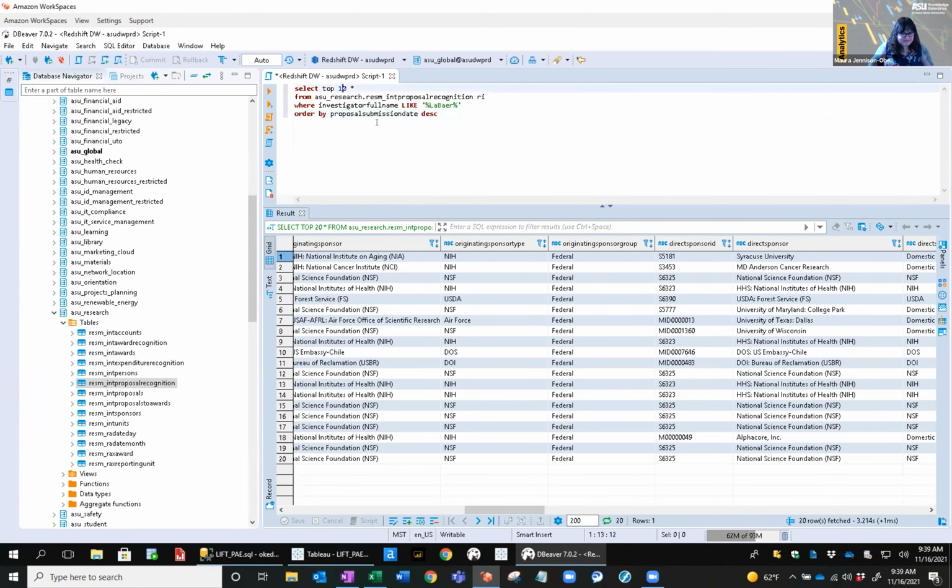Okay, so I've written a basic query here to find the top 20 proposal recognition for Dr. Josh LeBaire, who's the director of the Biodesign Institute. I like to pick him because he has a lot of data, and also it's differing in the types of data that he has. I'm also ordering it by the newest submission dates so that we can just get some newer information. So here we go. Let's control enter.